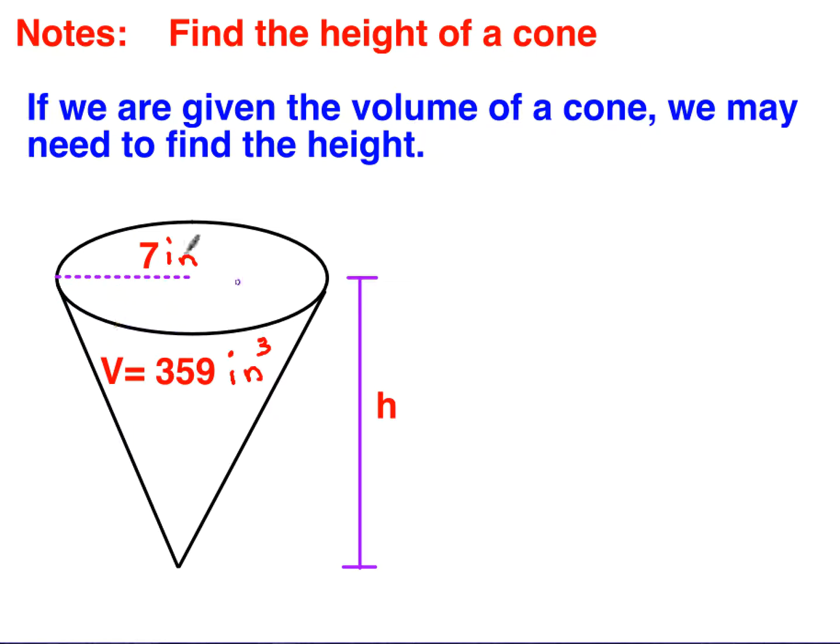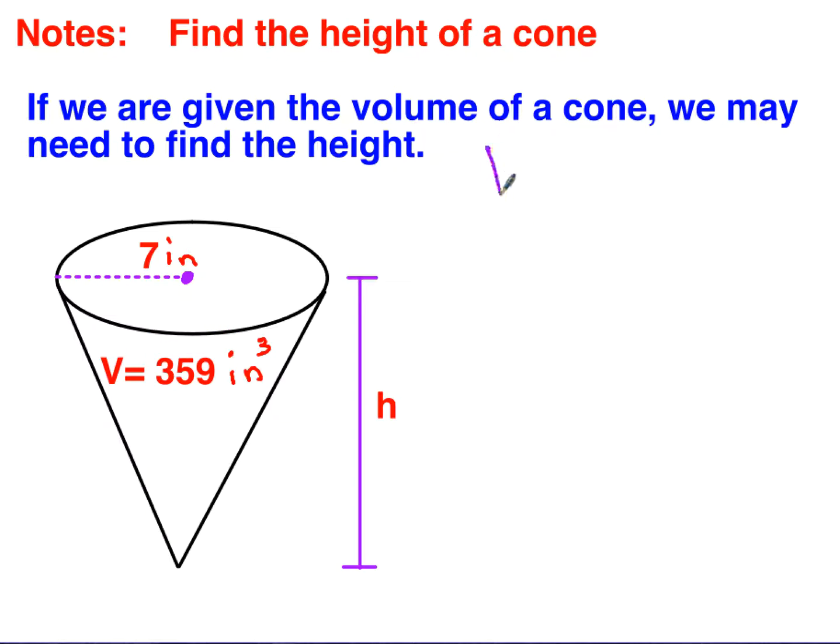I'm given the radius of the base. The cone has a circular base, so I'm given the radius of that base. It is a radius, not a diameter, because it stops halfway, in the middle. I'm given the radius, I'm given the volume, and I need to figure out what the height is.